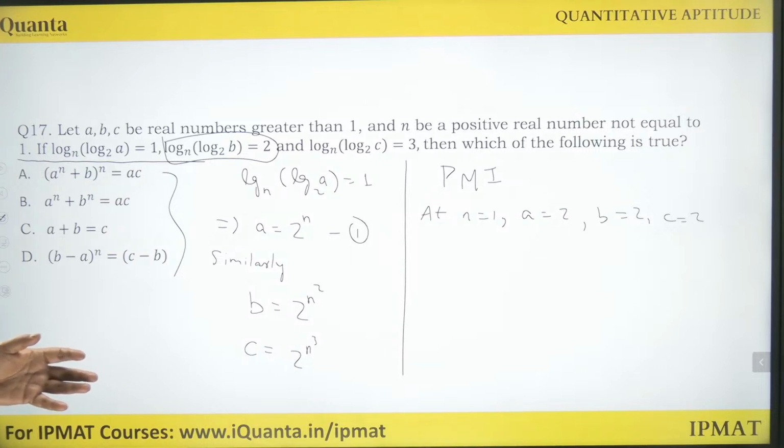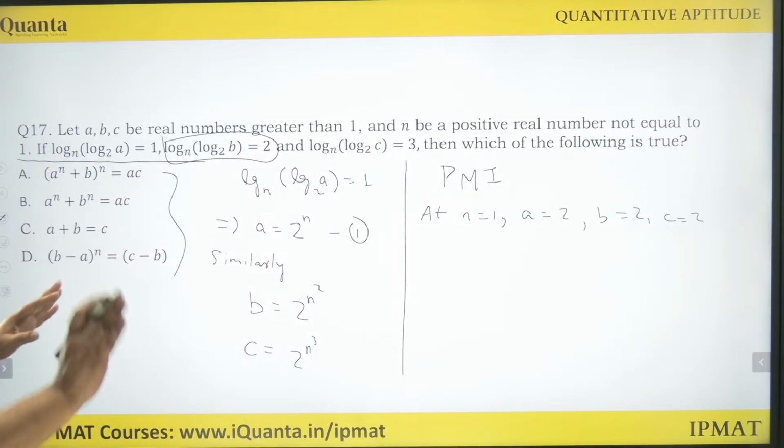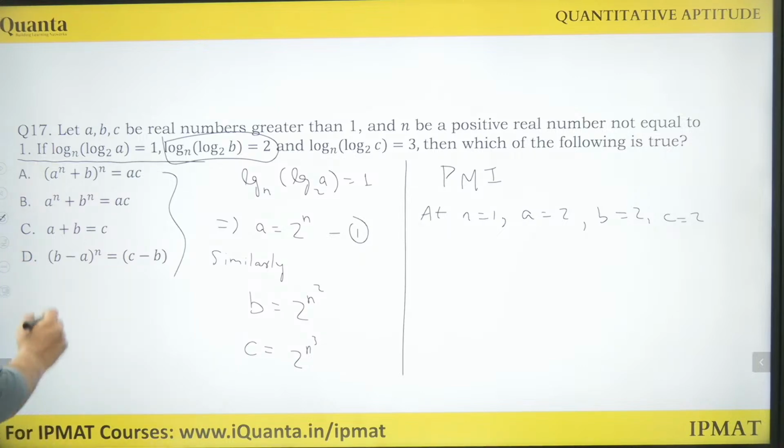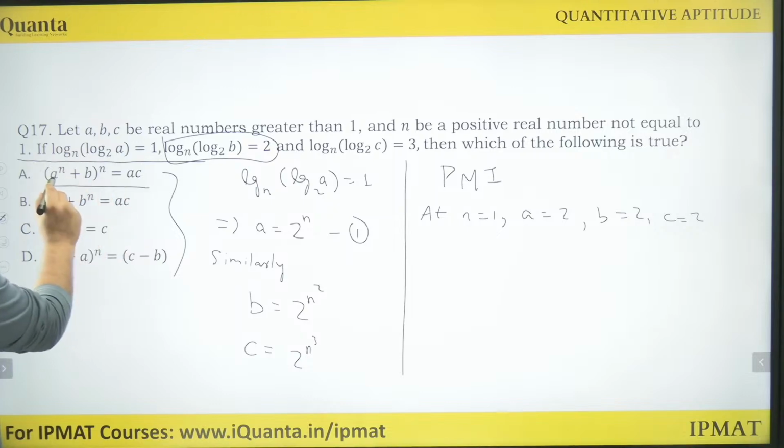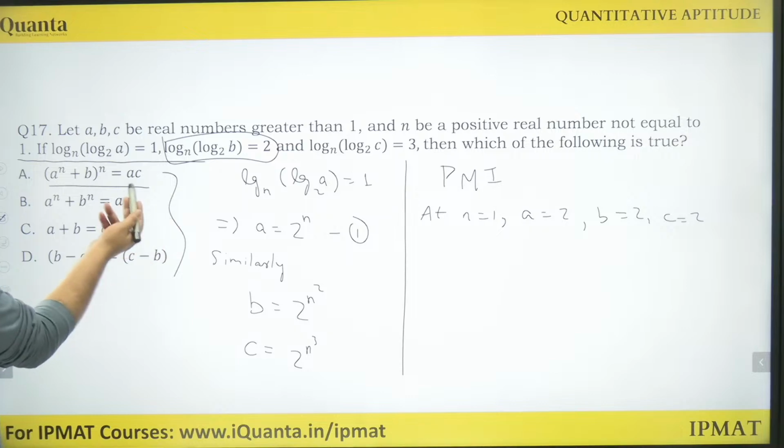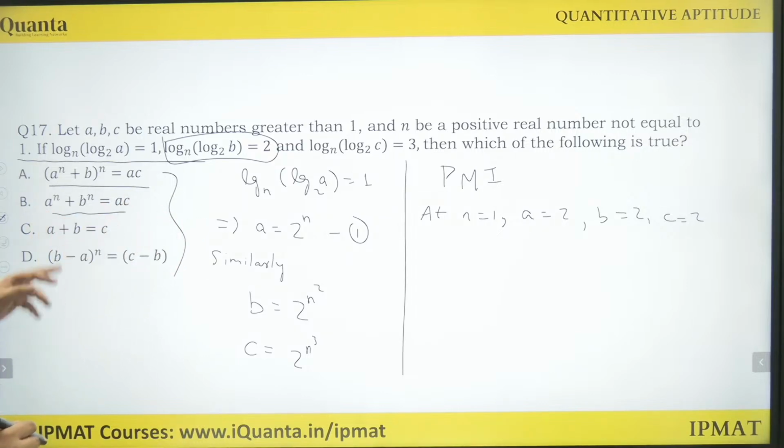Isn't it? Let us try to solve it once. A is 2, B is 2 and C is 2. So if I put n is 1, and put it here, 2 plus 2 to the power 1, 2 into 2. So A gets satisfied when n equal to 1. If I put it here, 2 plus 2 is 4, 2 into 2 is 4. So we get multiple options to be correct.